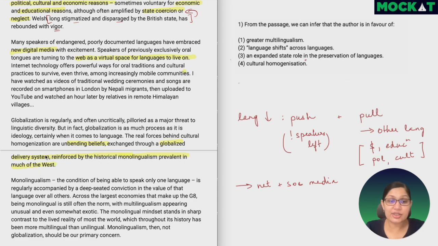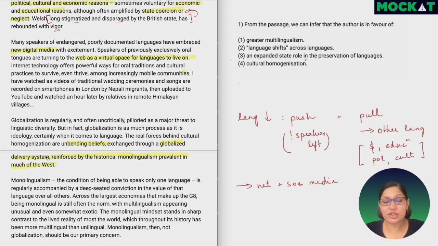So globalization is not the problem. It is the medium. It is like the delivery system. But these languages dying out, or homogenization. What is homogenization? Something is homogeneous means it's all the same. Heterogeneous means there is variety, there is difference. So in the case of languages, homogeneous means only certain languages are spoken, like English, for example. And that is what is leading to some of these vulnerable languages dying out.